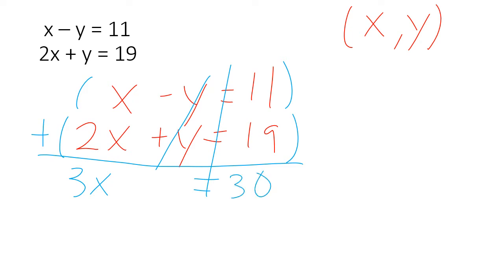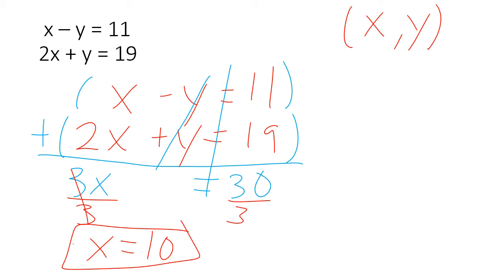So now I just have to get x alone. I have 3 times x. The opposite of times is divide, so divide by 3, and I have x is equal to 10. Now I can go ahead and just plug that 10 back in to this part for x here and then solve for y. So now I have 10 minus y is equal to 11.